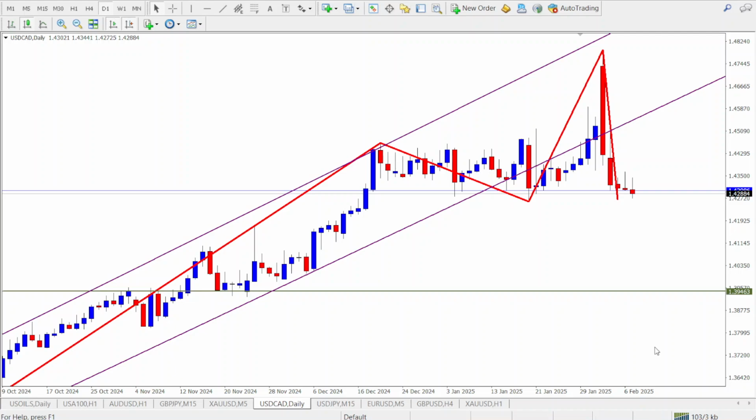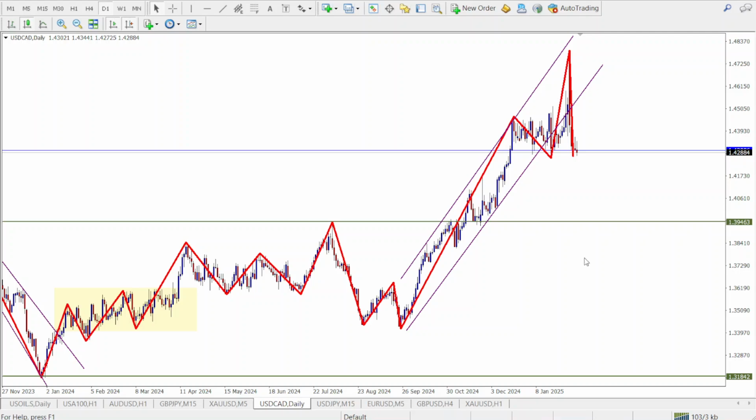Now, a pro tip: always zoom out to see the bigger picture. What looks like a swing high on a 15-minute chart might just be a pullback on the hourly chart. So that's also the importance of multi-time frame analysis. We've talked about that in a previous video, so you might want to check it out.